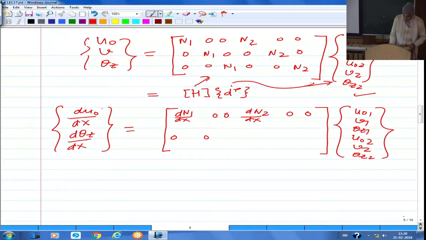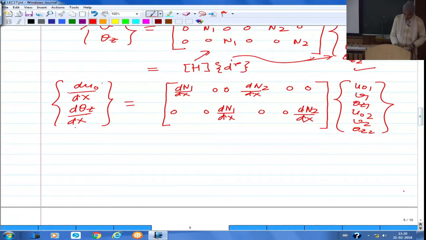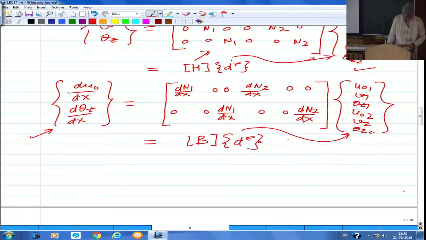This would be 0 0 dn1 by dx 0 0 dn2 by dx. So this is for the first set. In the first energy term, these two quantities are coming. So these can be interpreted like this. Let me call this B into d^e. So this is the same vector of elemental degrees of freedom. This we are defining as our B.